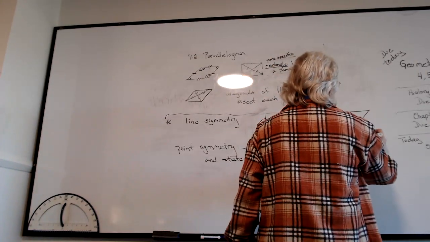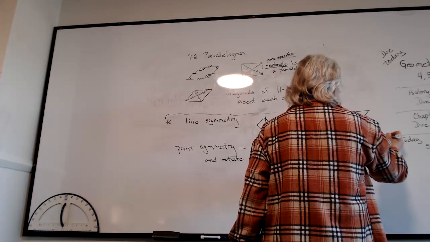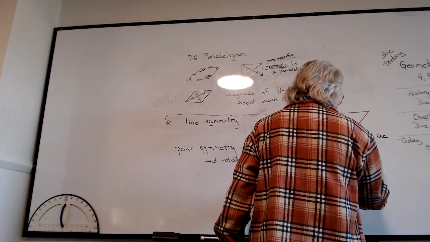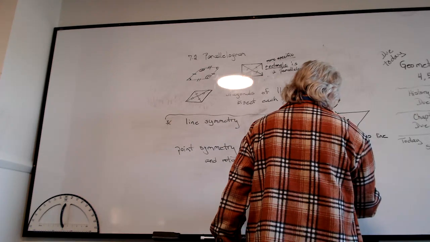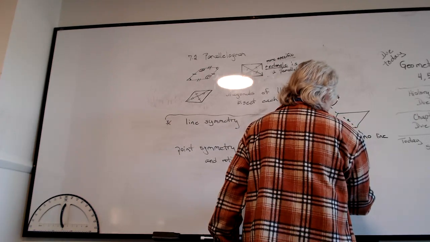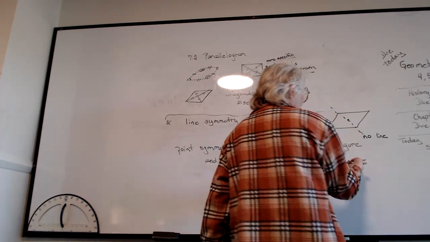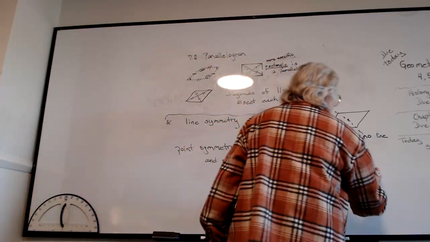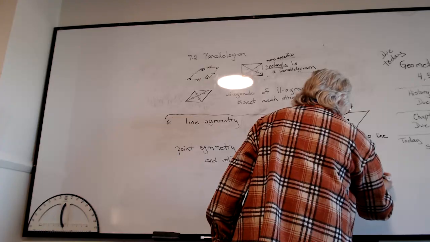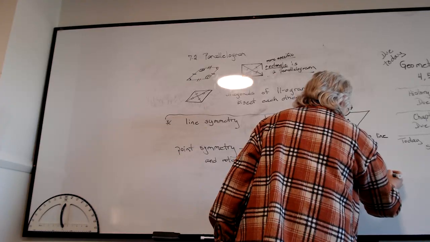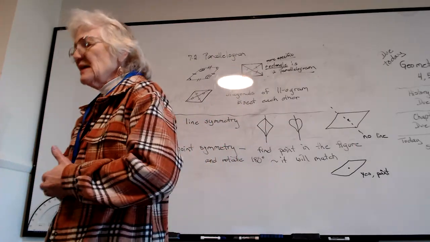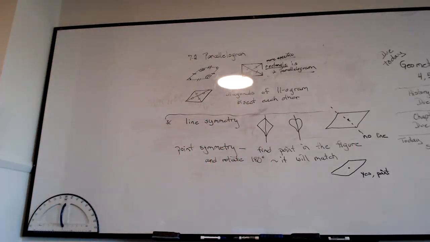This is no line, but if you look at it, I try to draw it more like this. It does have a point symmetry because I can rotate it and it will fit. Okay, so it does have point symmetry. So that's the difference on those.